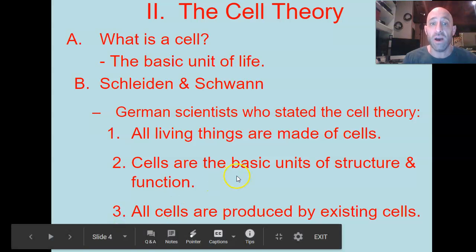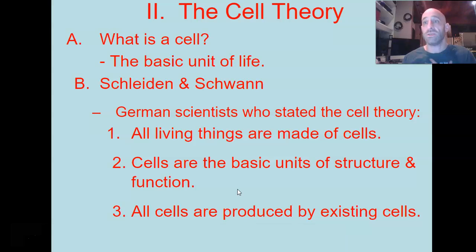That second idea of the cell theory: cells are the basic units of structure and function. Structure is what it looks like. Function is what it does. So the cell determines what it looks like and what it does. And finally, all cells are produced by existing cells. One cell divides into two cells. That's how it works, right?